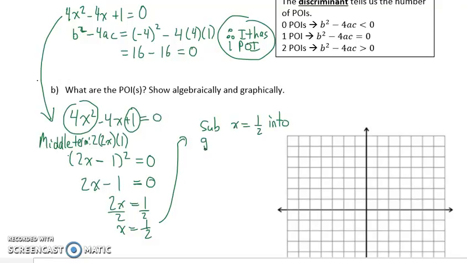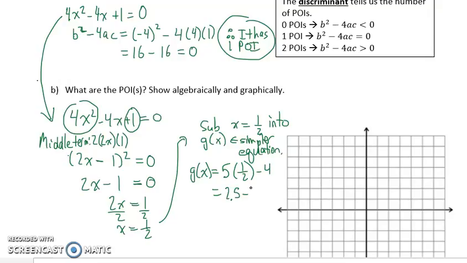I'm specifically going to choose g of x because that's the simpler equation. That means g of x is equal to 5x minus 4, so 5 times 1/2 minus 4, which gives me 2.5 minus 4, or negative 1.5, which is negative 3 over 2. So that means that the point of intersection, algebraically speaking, is an x value of 1/2 and a y value of negative 3 over 2.